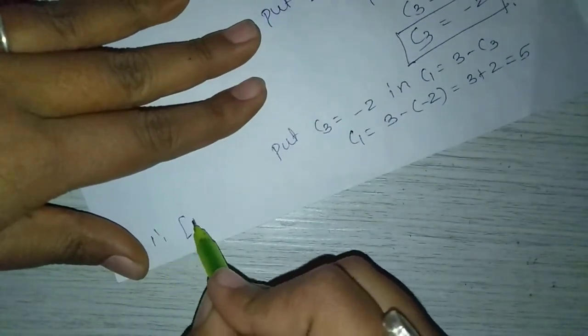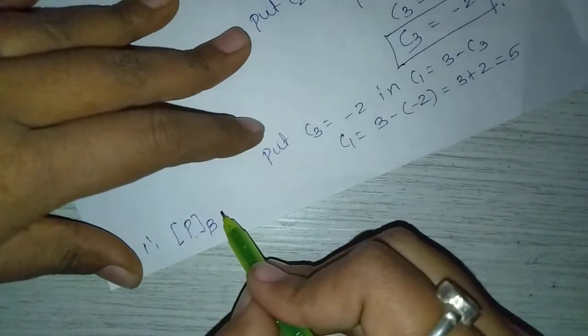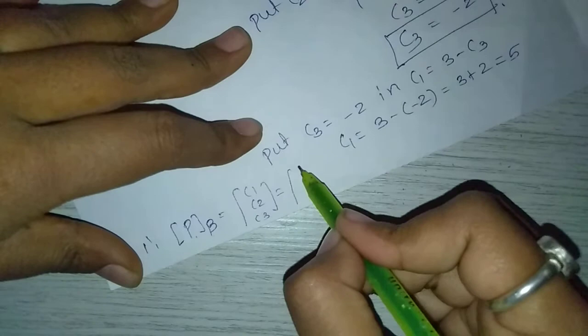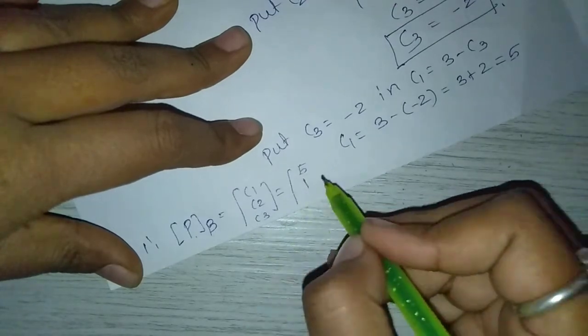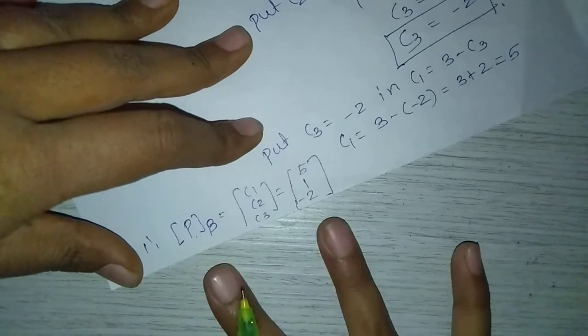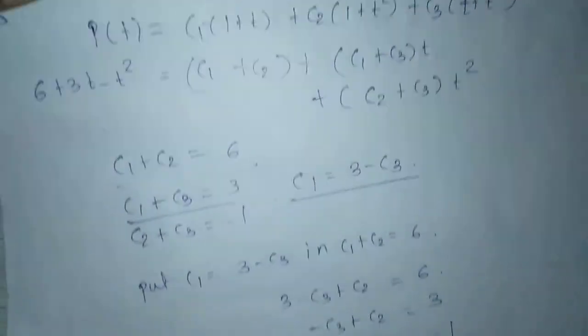Therefore, the coordinate vector for the polynomial, that's why here we write [p]_B equal to (C1, C2, C3), equal to C1 is 5, C2 is 1, C3 is -2. This is nothing but the coordinate vector of p(t) relative to B. Here we stop.